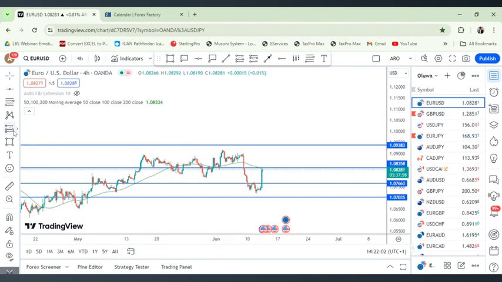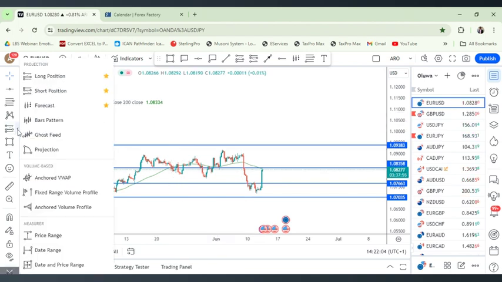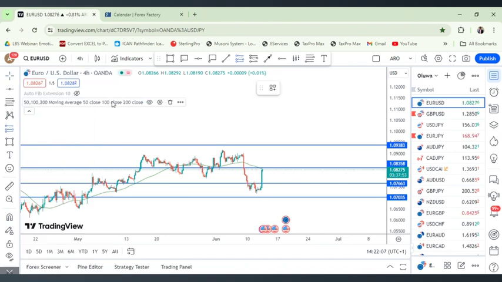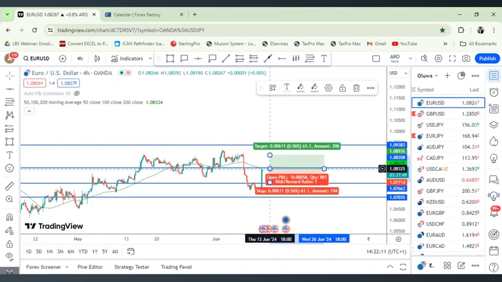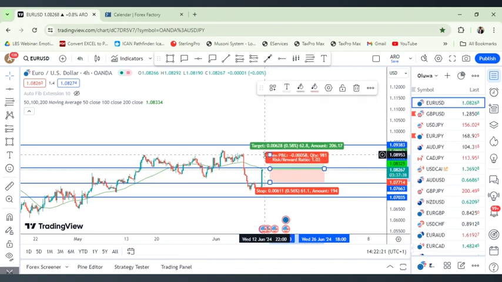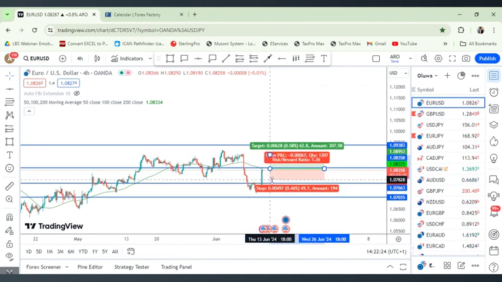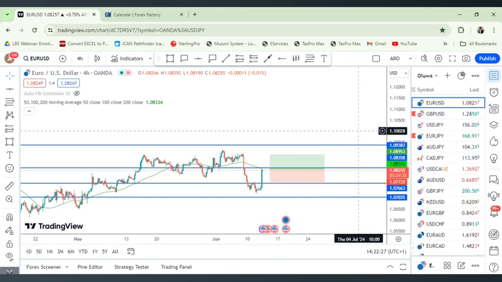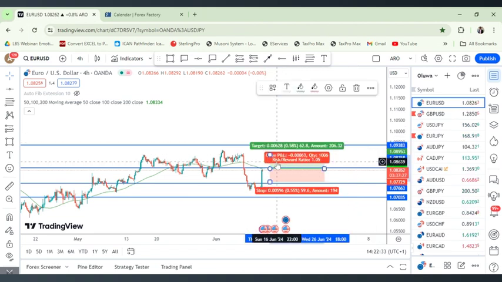Let me draw our long position. So here is going to be take profit, then this place is going to be our stop loss, our take profit, and here is going to be our stop loss. I will make it a line, not a fill. Let's just have a line in that place. Let me put a line there.